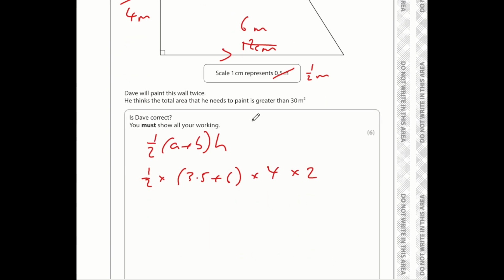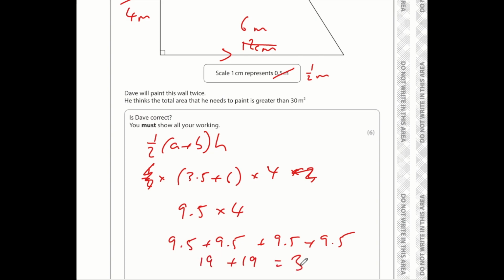Now, if we're halving it and then doubling it, we might as well just get rid of the halving and the doubling because they'll cancel each other out. 3.5 plus 6 is 9.5, so the calculation is 9.5 times by 4, so that's the same as 9.5 plus 9.5 plus 9.5 plus 9.5. 9.5 plus 9.5 is 19, so it's 19 plus 19, which is 38, and that is square meters.